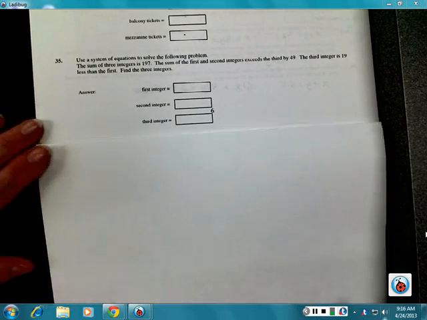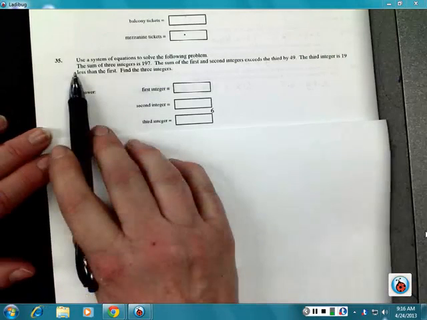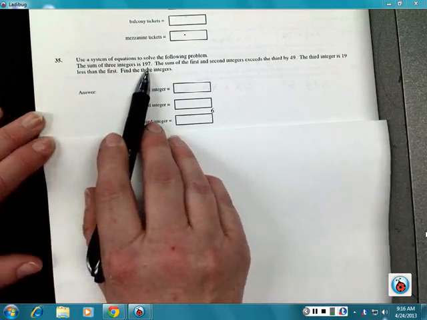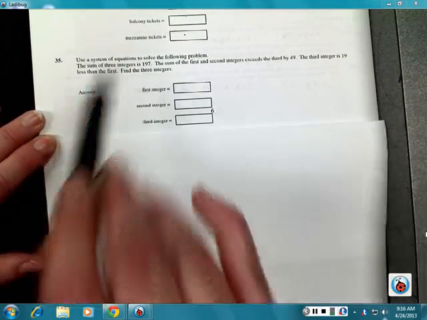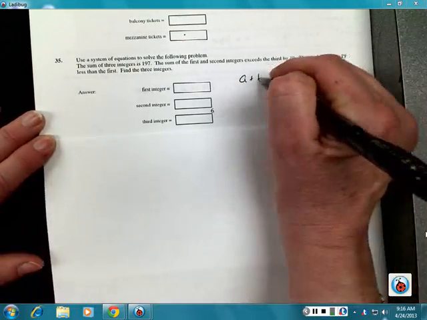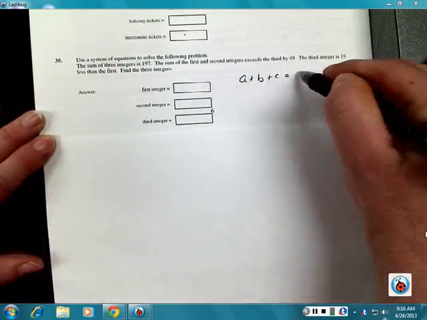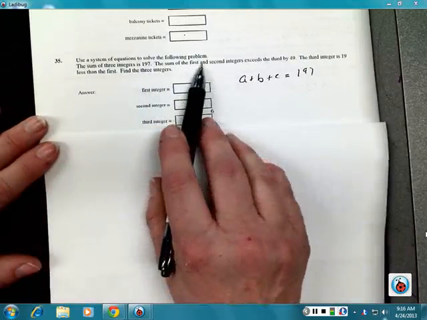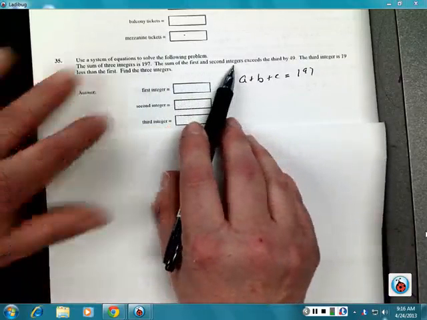Okay, 35 is another systems of equations problem. And with it, it says the sum of 3 integers is 197. So what does that mean? A plus B plus C equals 197. Perfect.